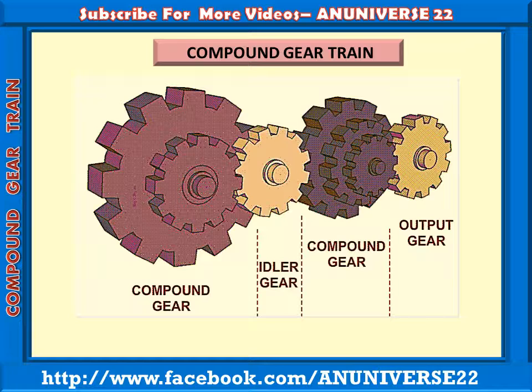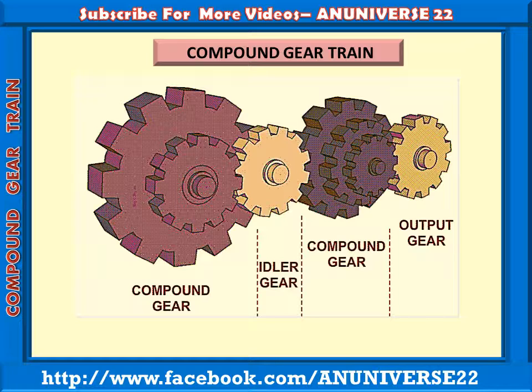If the same speed reduction is to be done by a simple gear train, the last gear has to be big in size. So here we can see small size gears meshing with each other, transmitting the motion. Then a big gear that is transferring the motion.